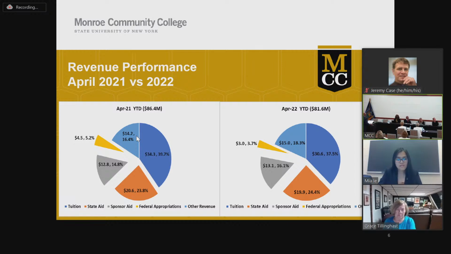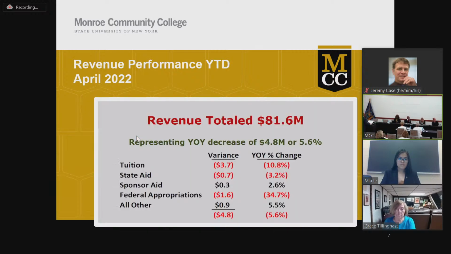Just another breakdown in terms of the revenue. Again, seeing the biggest differentiation in tuition, and we talked about the decline in enrollment. But again, tracking to hit budget this year. Total revenue being $81.6 million, a decrease of $4.8 million or 5.6%. Again, we talked about the difference in state aid. Sponsored aid, definitely appreciative of the county, we have a 2.6 increase. Hopefully that increase will continue. Federal appropriations are down $1.6 million, 34.7%, and then all other increased by $5.5 million.